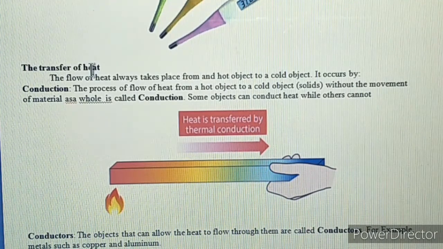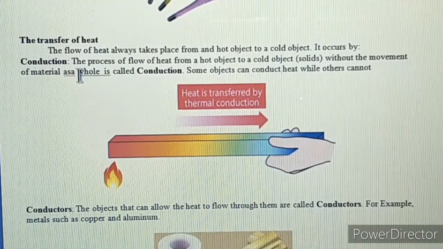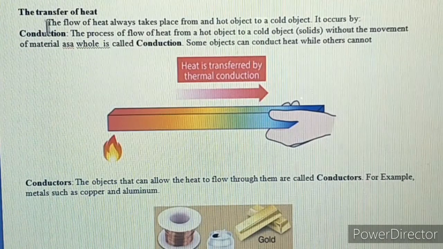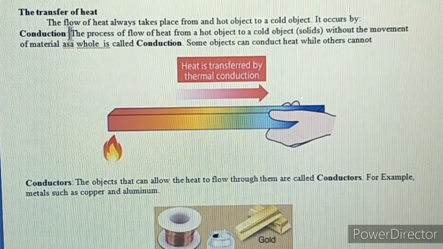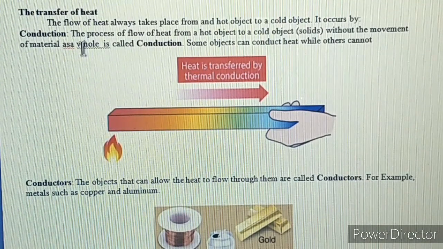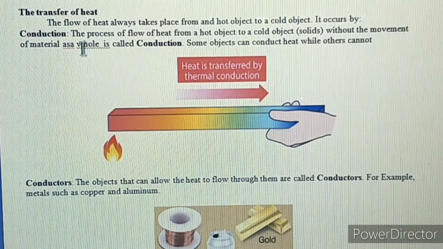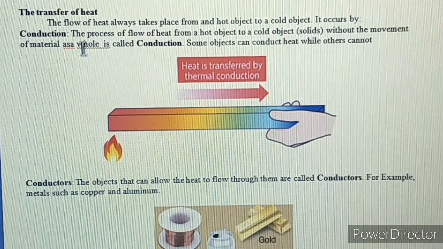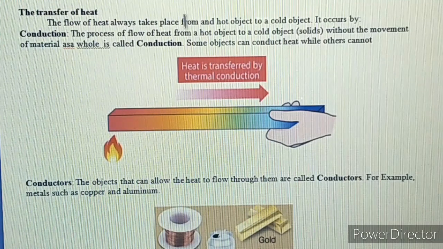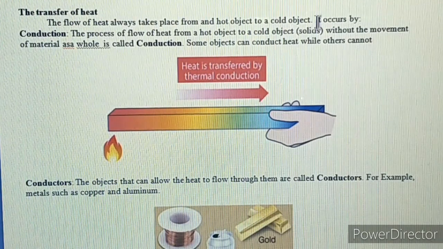The first one is what? Conduction. The second one is what? Convection. And the third one is what? Radiation. So first of all we are discussing what? Conduction. Now this type of flow of heat, the flow of heat is always from the hot side to the cold side. It never occurs from the colder side to the hotter side. So the heat always flows from a hotter object to a colder object.